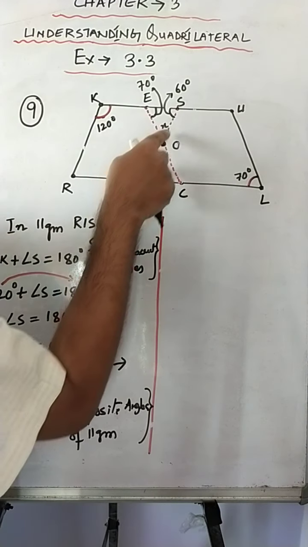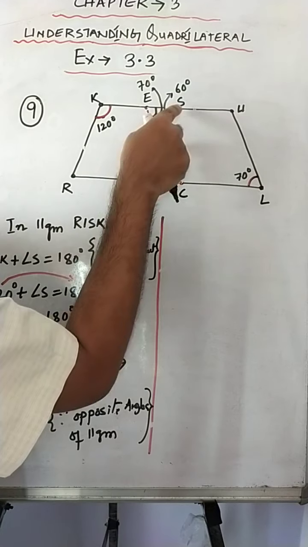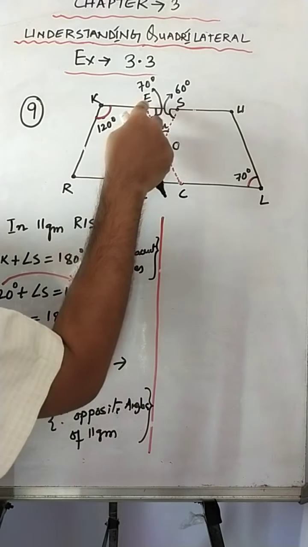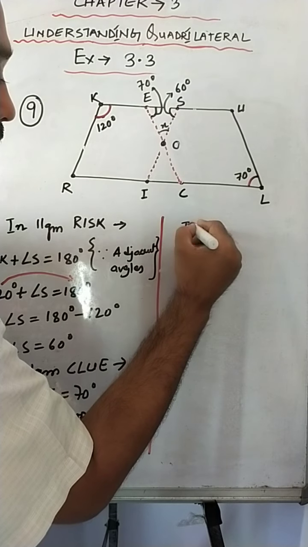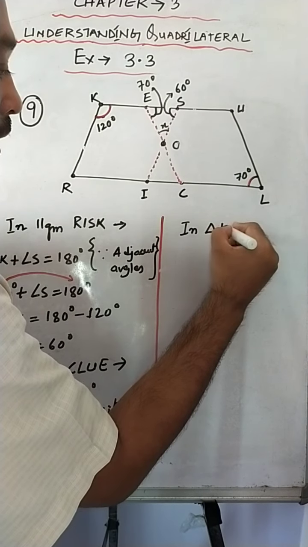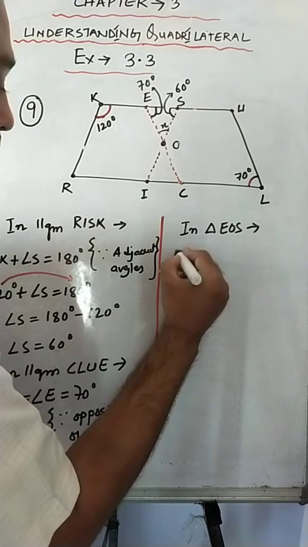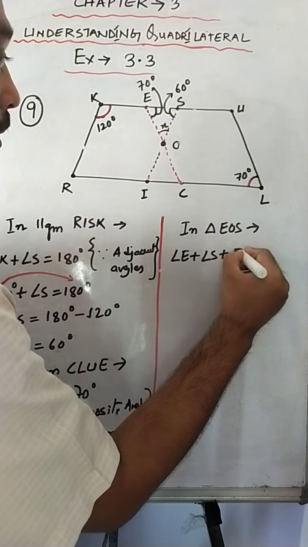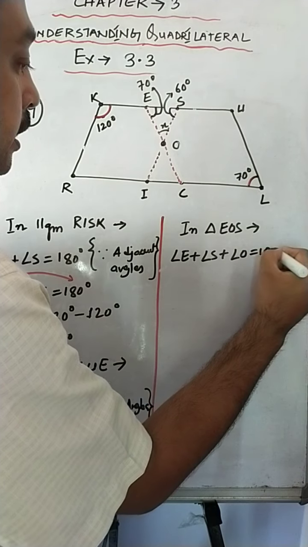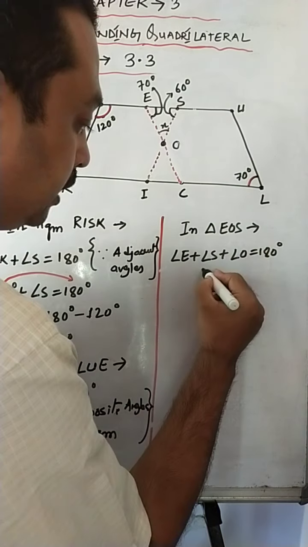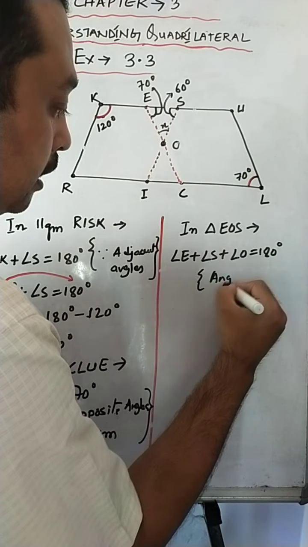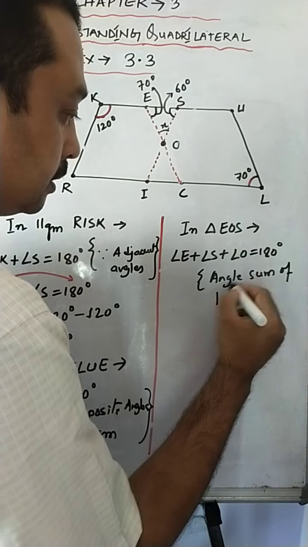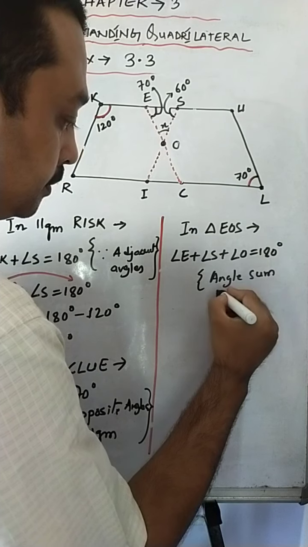Now carefully observe this figure. This is a triangle, isn't it? EOS or SOE, whichever way you can write. So in triangle EOS, angle E plus angle S plus angle O is equal to 180 degree. We can write this. And why can we write this? Because of the angle sum property of a triangle.